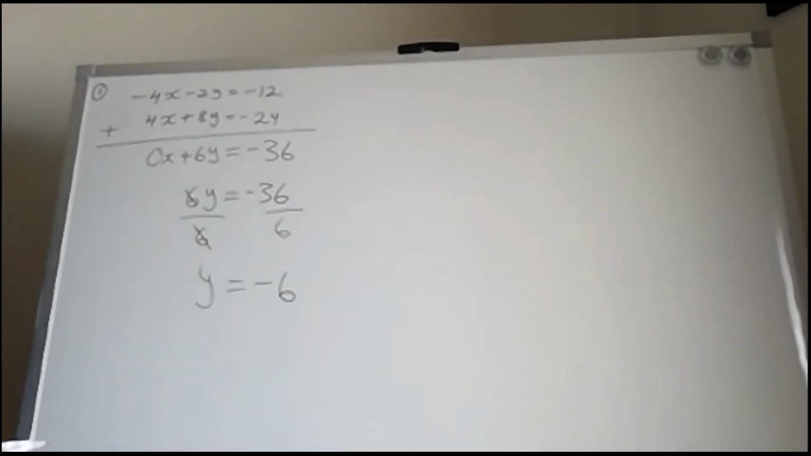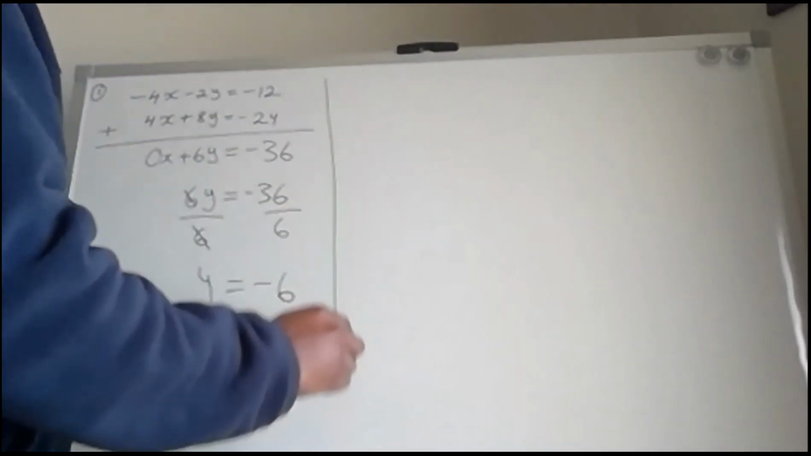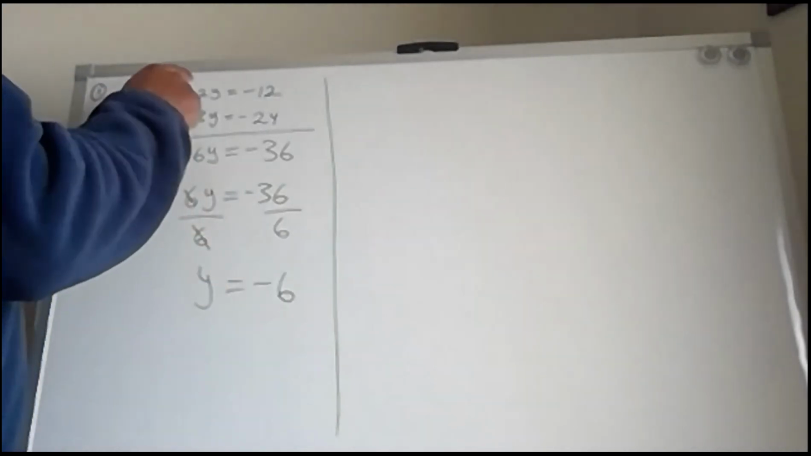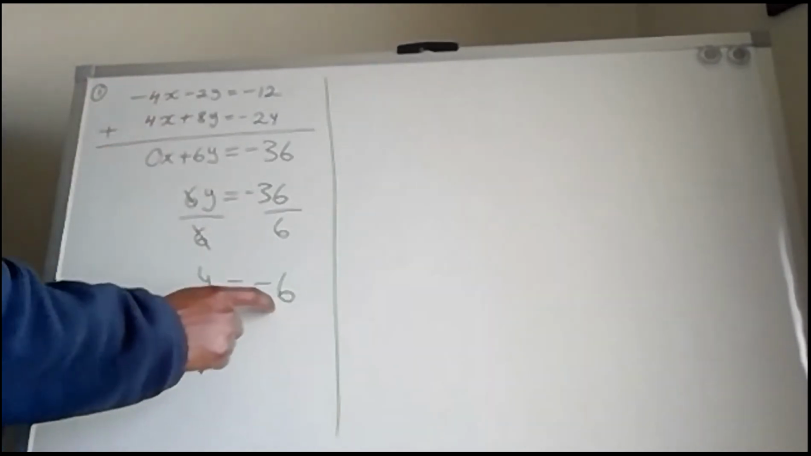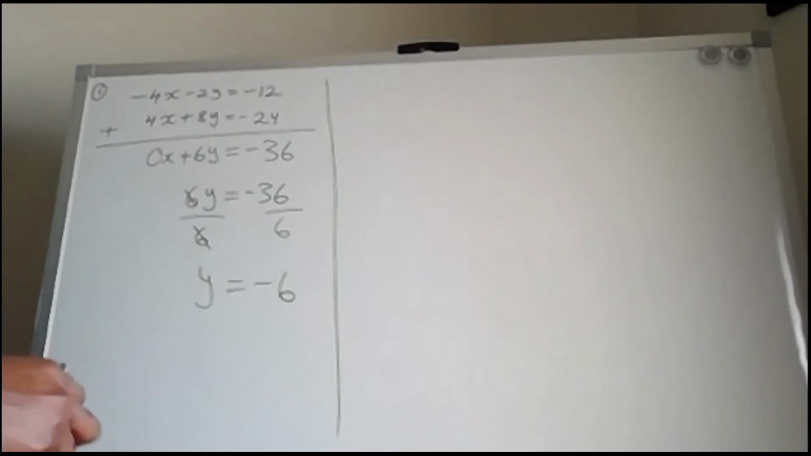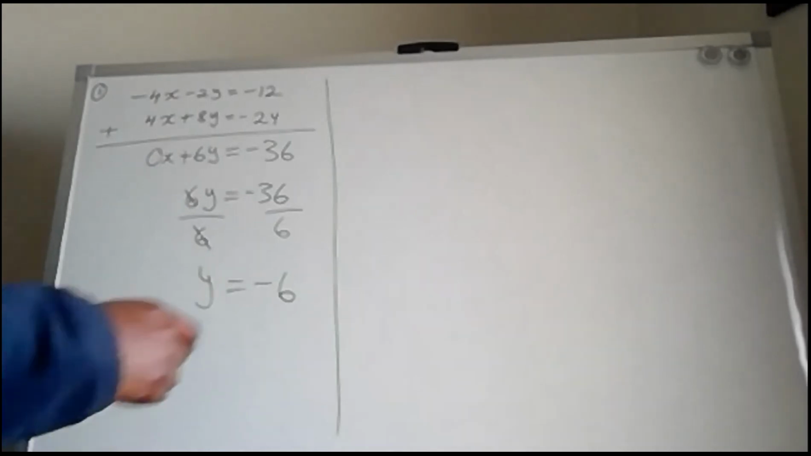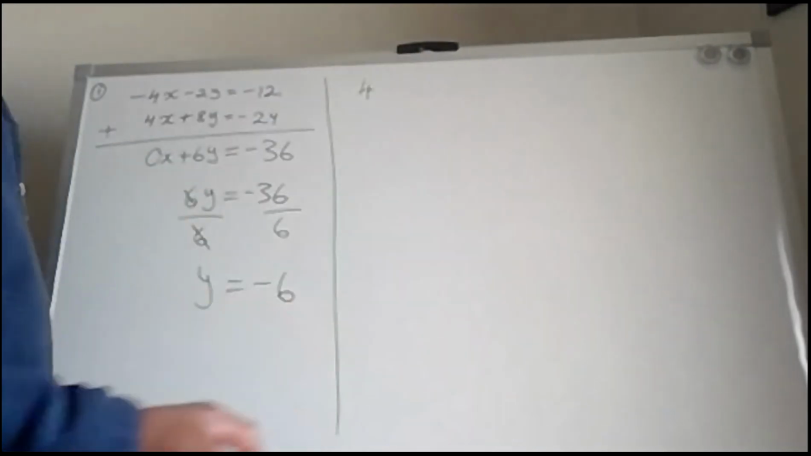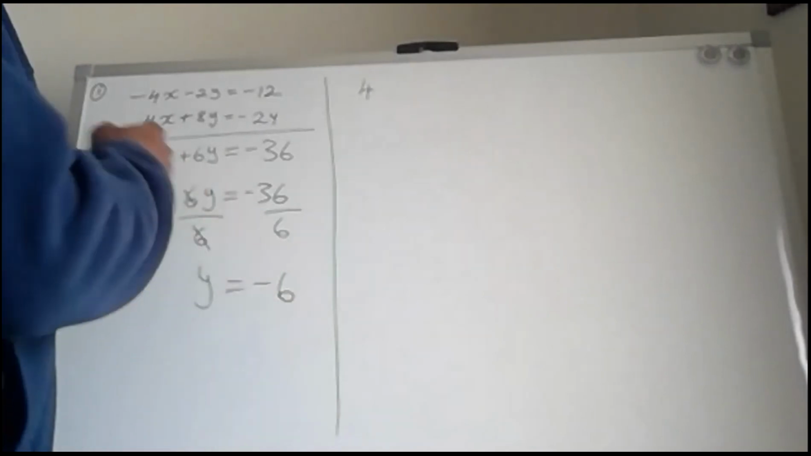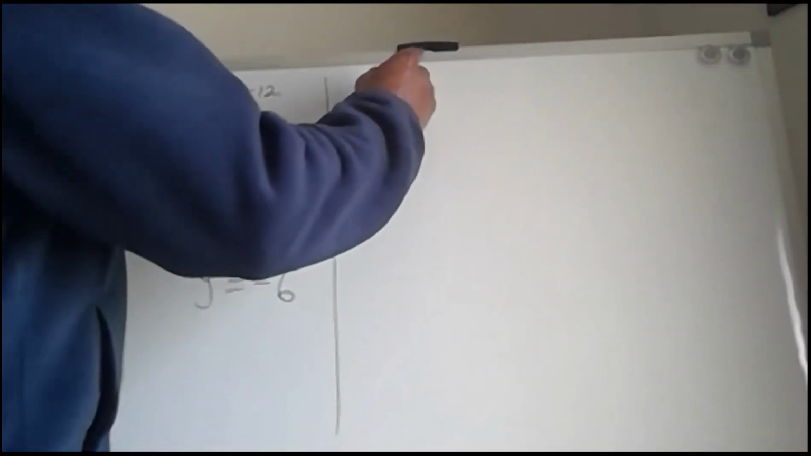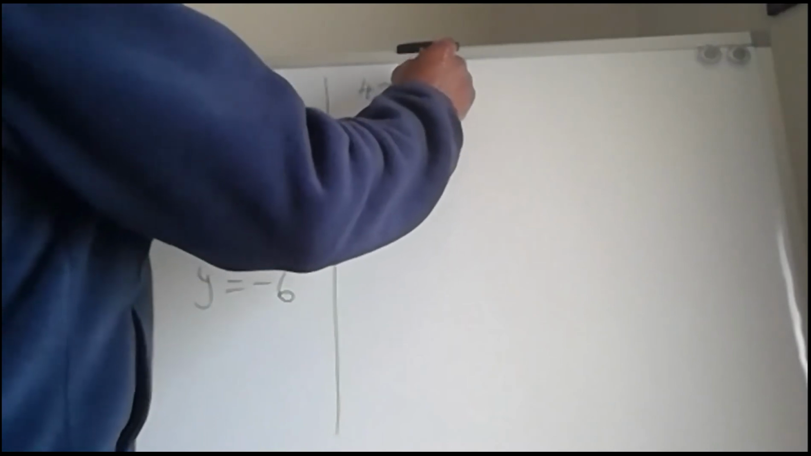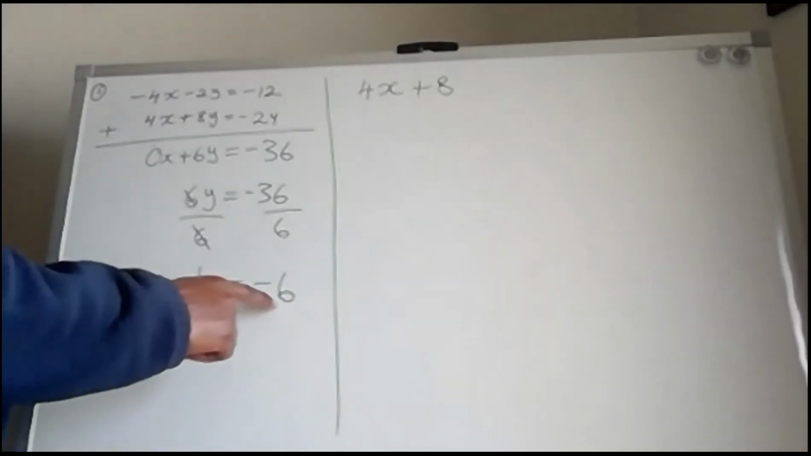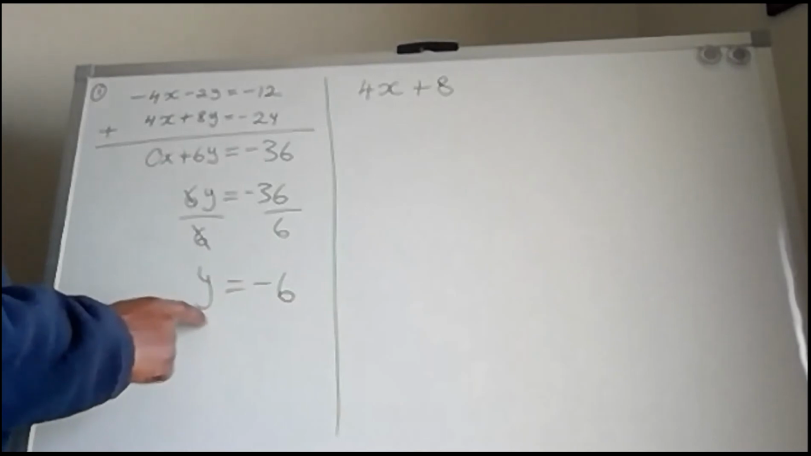But we're not done yet. We need to solve for x. So what we're going to do is replace y in any one of these two equations with -6. Now I'm going to pick the second equation, okay? So you can pick any one, by the way, but I'm going to pick the second one. No particular reason, except that it starts out positive, okay? So I have 4x plus 8y. But instead of writing y, I'm going to write -6 because I now know that y is -6.